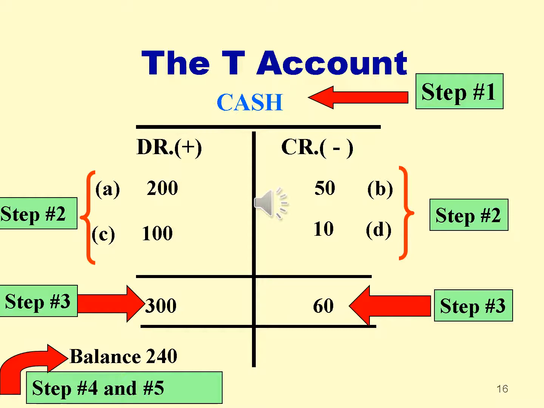Once all these transactions, A, B, C, and D, are recorded, you can total both sides of the T account and then compare those balances, and the difference will be the balance of the account. The difference will be on the higher amount side of the T account. This represents your cash balance.